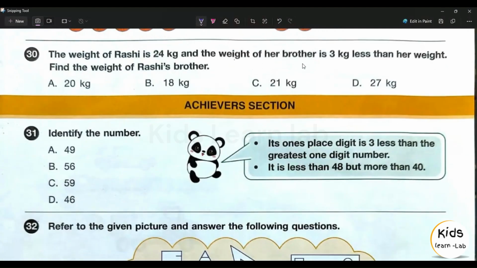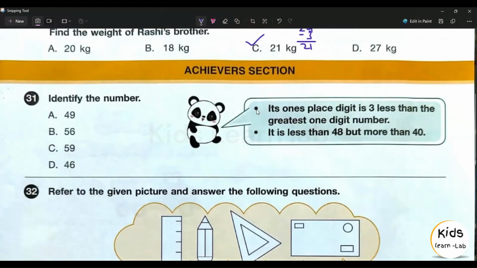30th question, the weight of Rashi is 24 kg and the weight of her brother is 3 kg less than her weight. Find the weight of Rashi's brother. 24 minus 3 is equal to, 4 minus 3 is 1. 2 minus 0 is 2. 21 kg. Option C is the right answer.